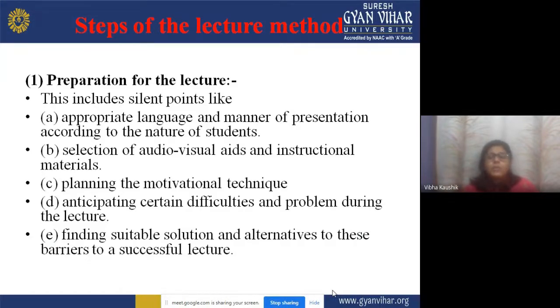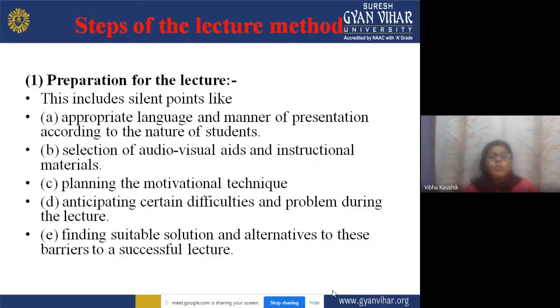And manner of presentation: how the lecture has to be presented in front of the learner according to the nature of students. It means how the student learns that concept, what the basic nature of the student is, and what the basic needs of the student are. Keeping all these things in mind, the teacher has to prepare the presentation and decide how it should be presented in front of the learner.